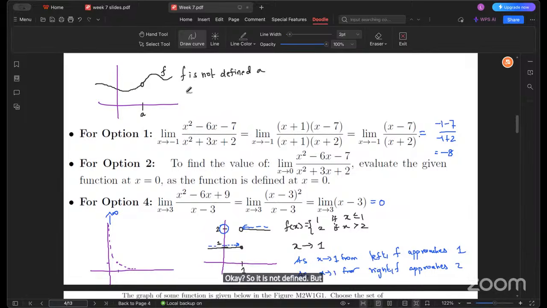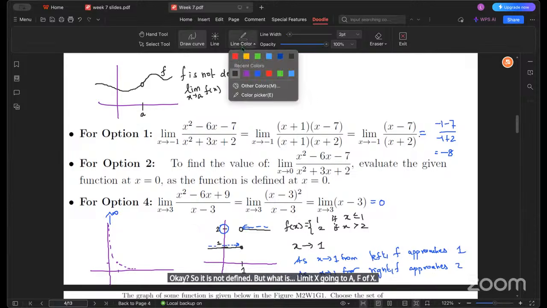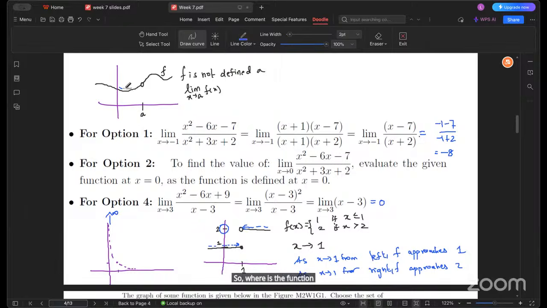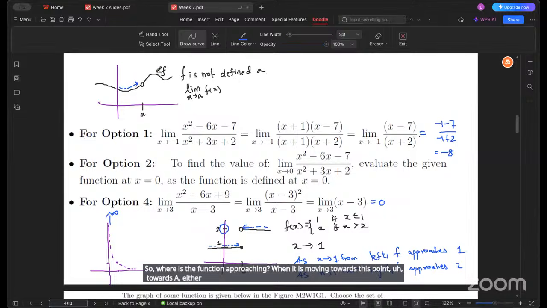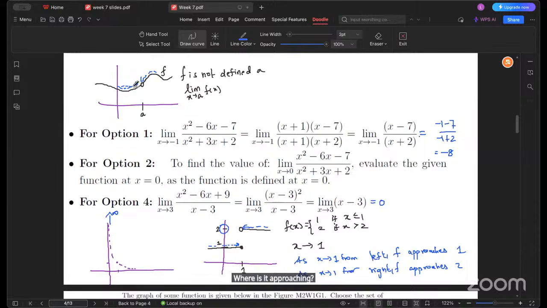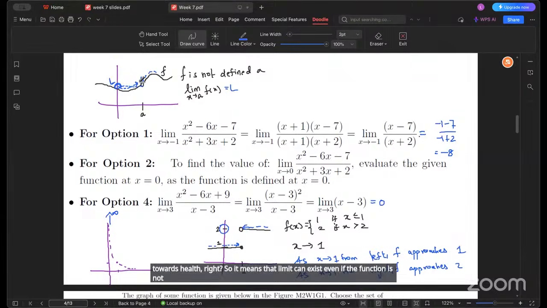But what is the limit as x goes to a of f of x? Where is the function approaching when it is moving towards a, either from the left or from the right? Where is it approaching? Let's call this point L. Where is it approaching? Towards L, right? So it means that the limit can exist even if the function is not defined at certain points. Okay, fine.